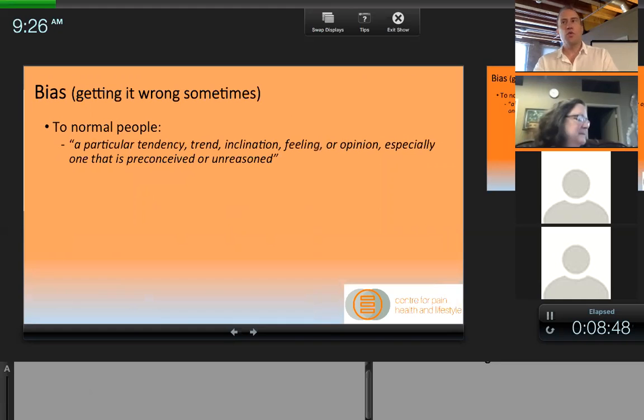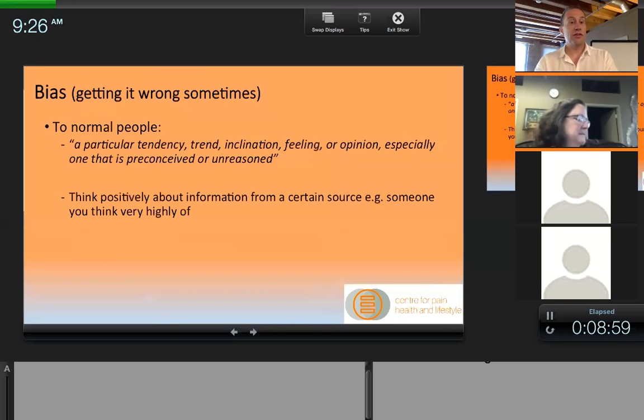Sometimes we take notice of information which is not correct. Okay, and this can be due to bias. Essentially, that's getting it wrong. I've said this is what bias is for normal people, and that'll become clear to you why I've done that later on. So this is a particular tendency, trend, inclination, feeling, or opinion, especially one that is preconceived or unreasoned. So this is a sort of stance that we take with respect to some information, which may not align with the facts.